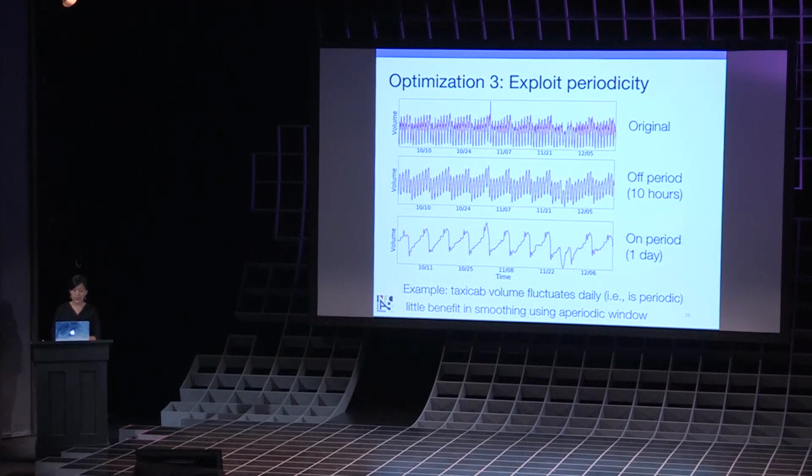So what we do in ASAP is that we only search for window sizes that correspond to high periodicity in the time series.